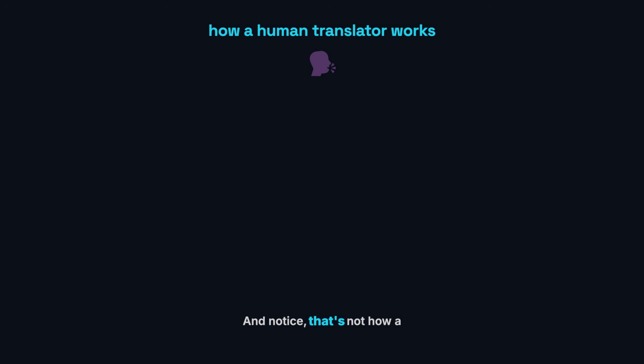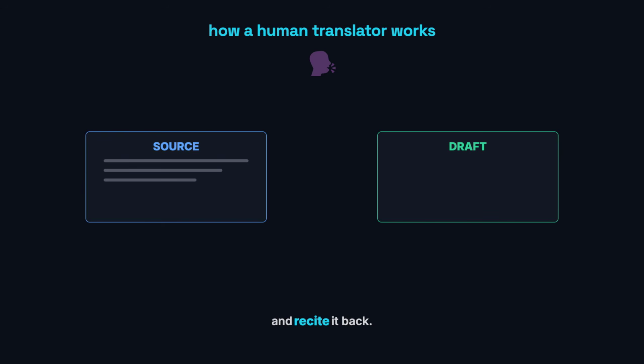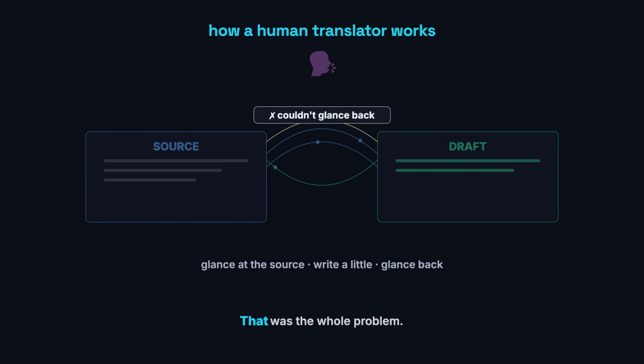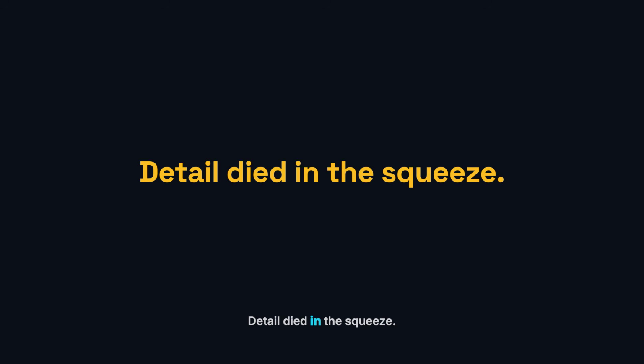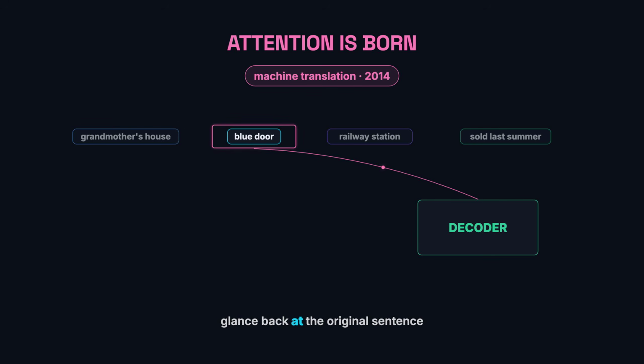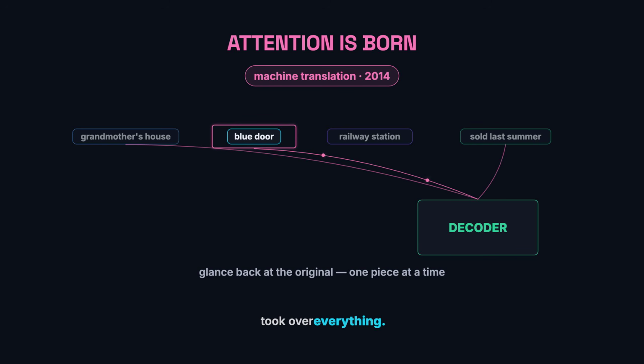And notice, that's not how a human translator works. They don't memorize a whole paragraph and recite it back. They work part by part. Glance at the source, write a little, glance back. The old models couldn't glance back. That was the whole problem. Detail died in the squeeze. And that's exactly where attention was born. Machine Translation, 2014. A way to let the decoder glance back at the original sentence while it writes, one piece at a time. It worked so well, it eventually took over everything.